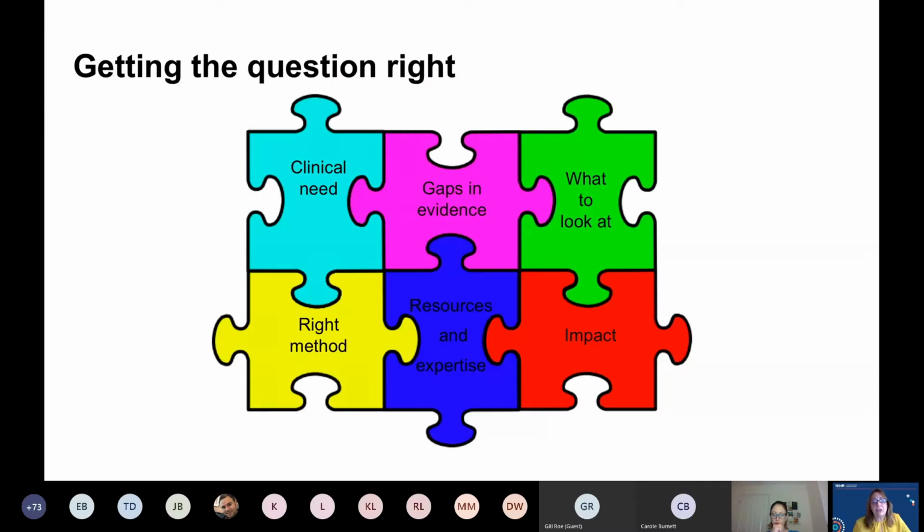It really is like a jigsaw puzzle, all around getting the pieces right. I'll just run through some of these areas. Particularly important is the clinical need, what you're going to look at, and where the gaps in evidence are, and that's around getting the question right. Then it's around the right methods, having access to the right infrastructure, resources and expertise, and the impact, the so-what factor of your question.